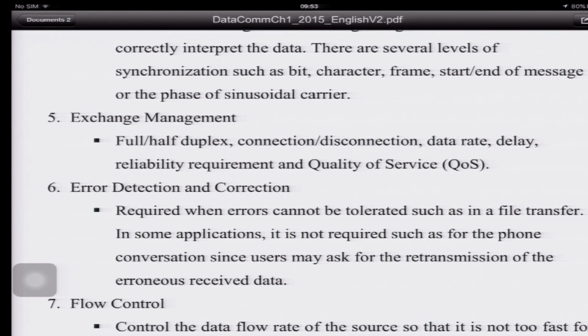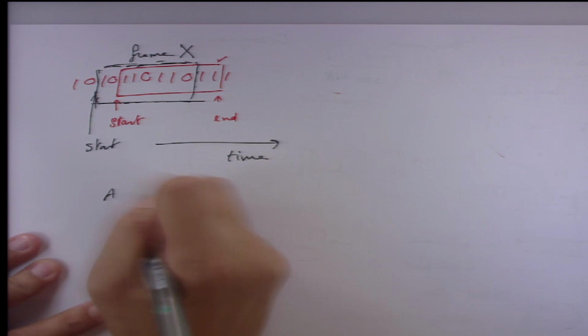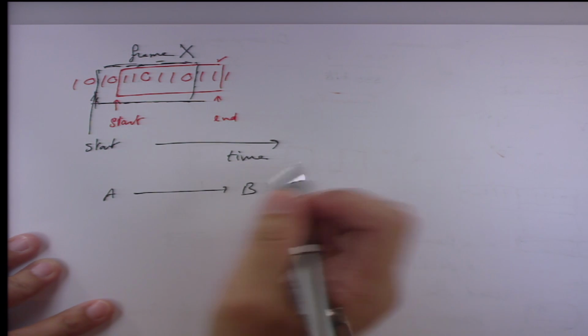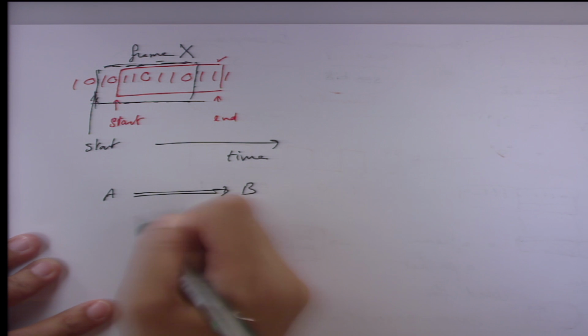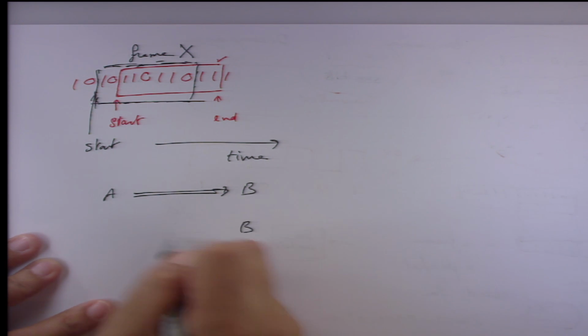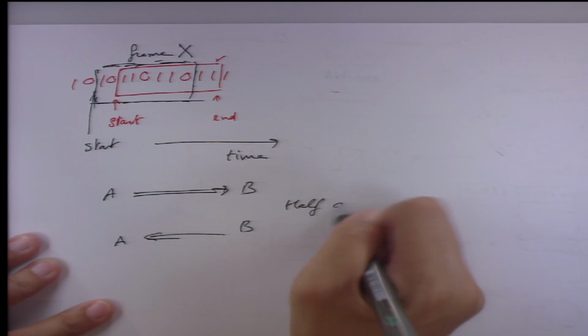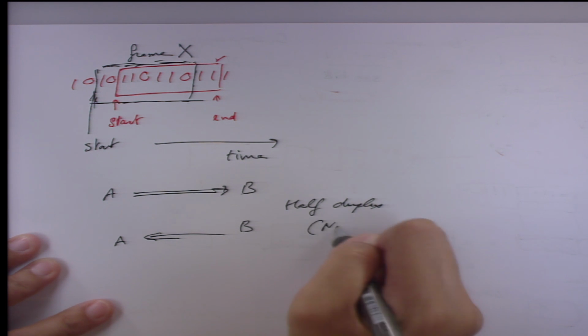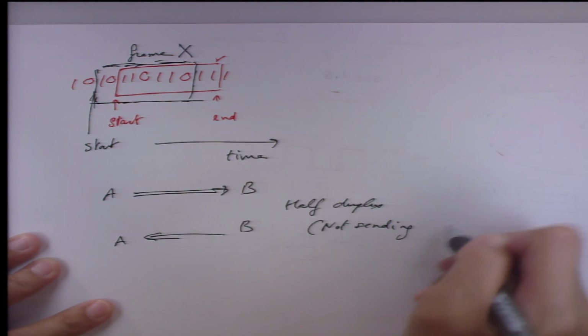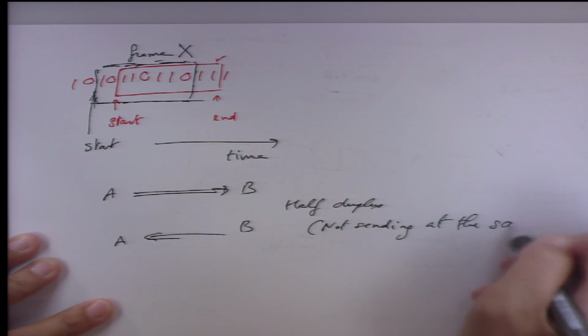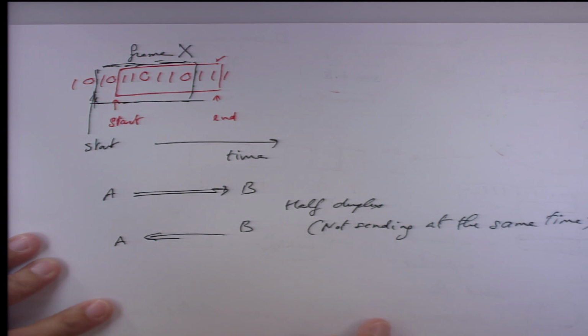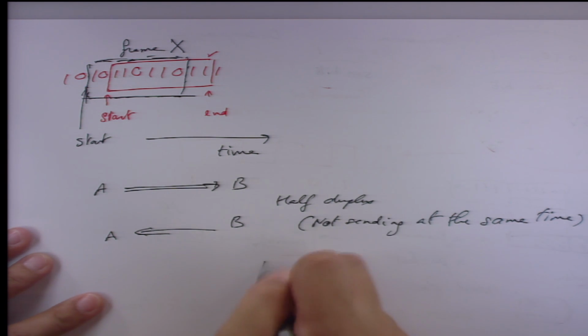Actually, what I'm doing is like one-way communication. It's not even half duplex. Because in half duplex, you have to be able to talk when the other stops. Let's say A sends to B, so A keeps sending to B. When A stops, B can send to A. This is half duplex, not sending at the same time. Okay, so half duplex is not sending at the same time, but full duplex is.